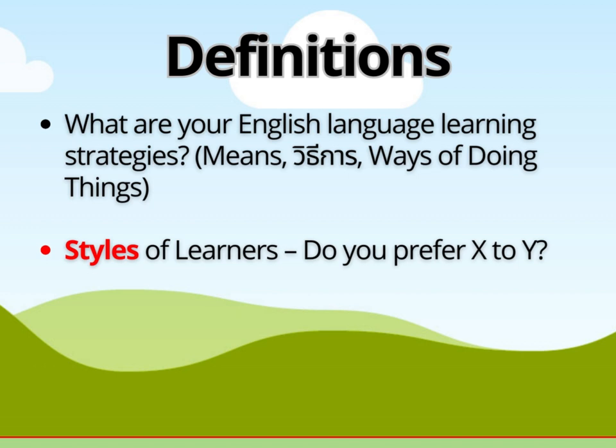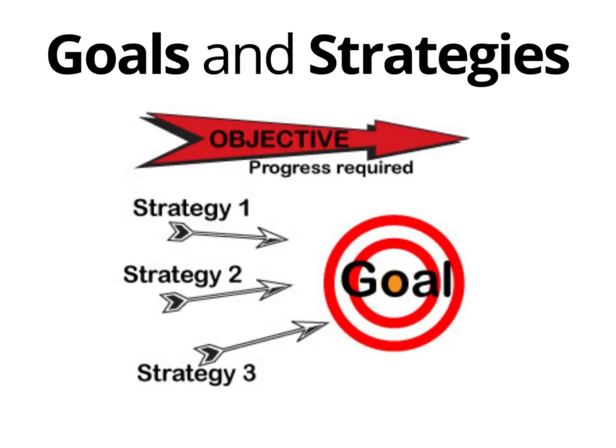And when we talk about a style, we often talk about what we call the blueprint, the fingerprint, or your preference, or your tendency to do something. So when we talk about strategies, we have to bear in mind that the goal of learning English is to be proficient in the language. So there are many strategies we can use to achieve the same goal.